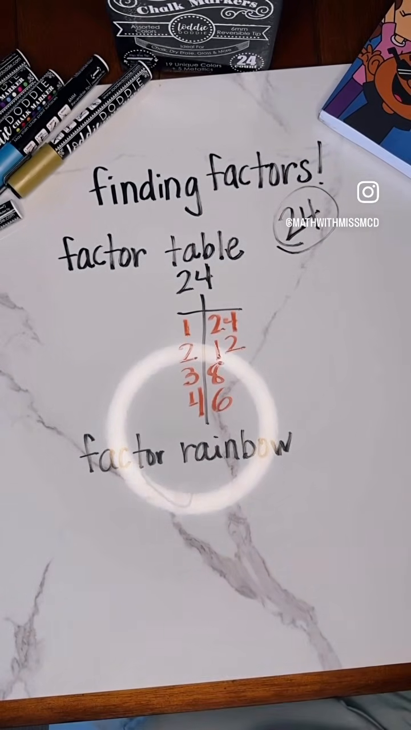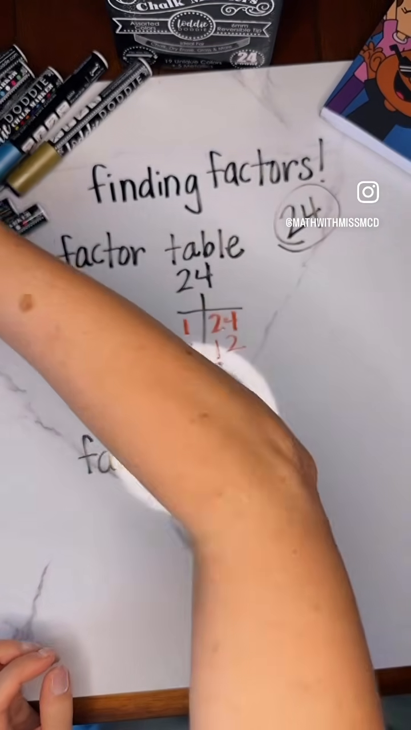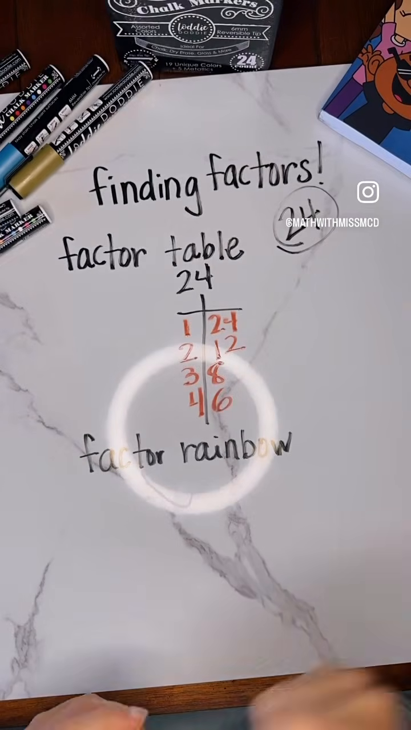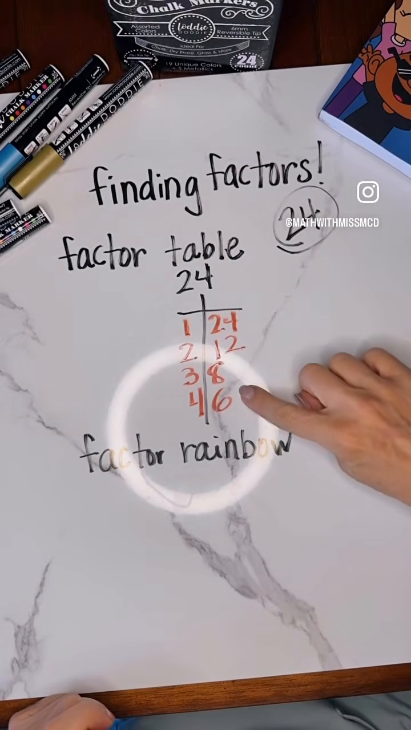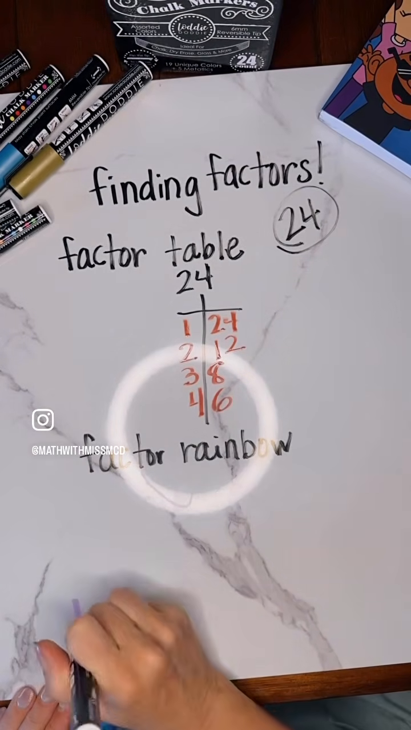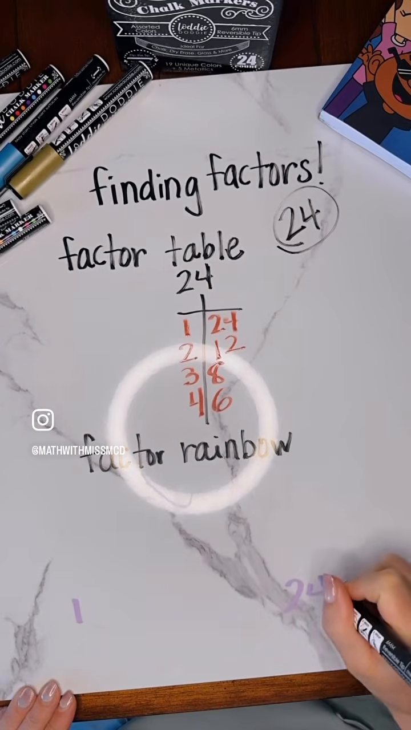So as I'm going down the line, I notice that 24 is an even number, so 2 is definitely going to be a factor. I can continue going down the list until I end up where I started. The next one would be 6 times 4, and we know we've already got that factor pair with 4 times 6, so we don't need to write those again.